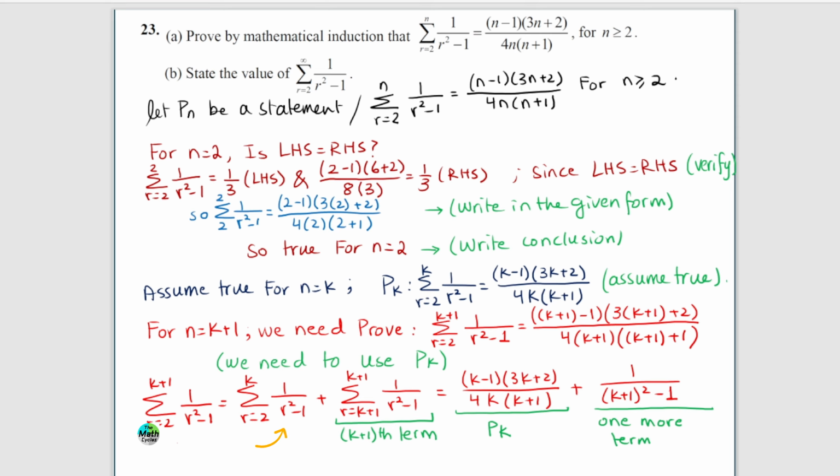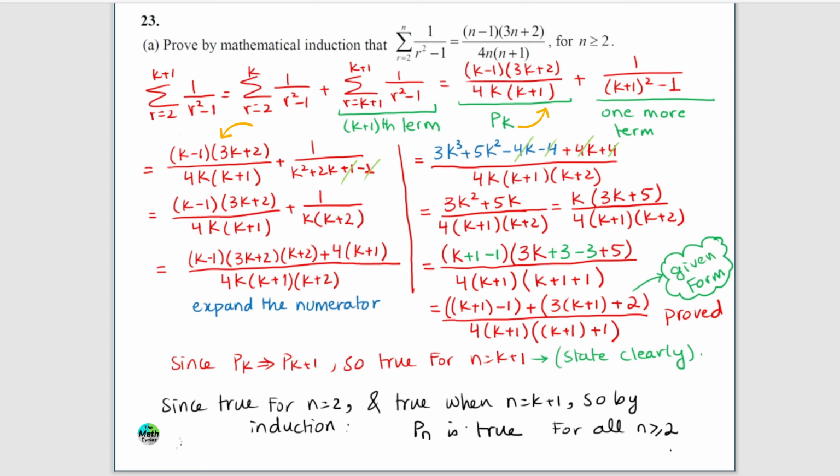So from 2 to k, I have their answers. This is the answer of Pk, which is (k minus 1) into (3k plus 2) over 4k into (k plus 1). And the last term of this series, I just replace r by k plus 1. So I get 1 over (k plus 1) squared minus 1. Now let's simplify. For Pk, I kept it the same. And for the k plus 1 term, I'm going to expand it. So 1 over (k plus 1) squared minus 1 is equal to 1 over k squared plus 2k plus 1, this is the perfect square, and then minus 1.